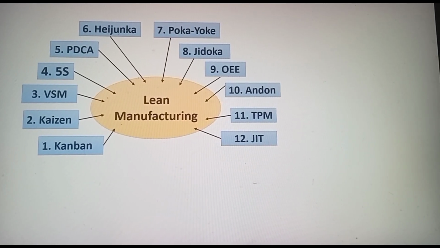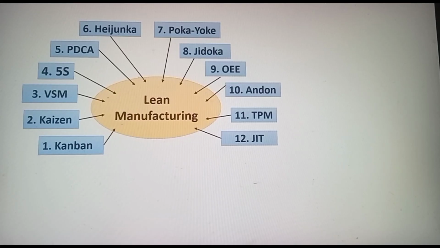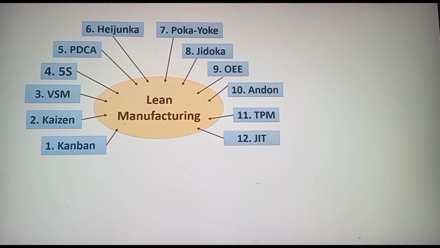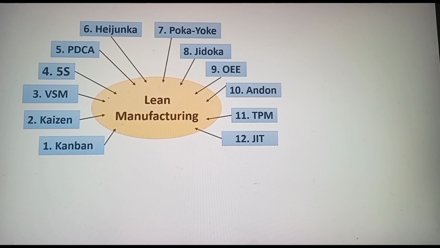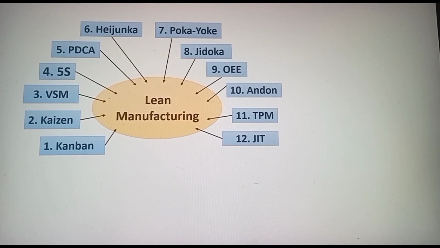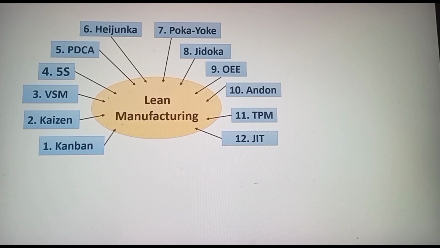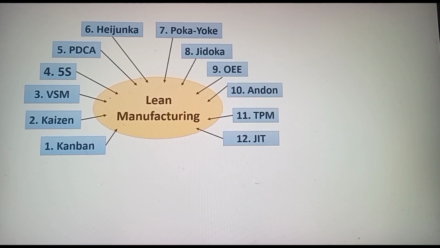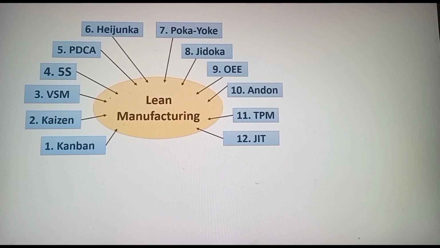The widely used tools which are contributing to lean manufacturing are: first, Kanban; second, Kaizen; third, VSM, value stream mapping; fourth, 5S; fifth, PDCA, plan, do, check, act; sixth, Heijunka; seventh, Poka-yoke; eighth, Jidoka; ninth, overall equipment effectiveness, OEE; 10th, Andon; 11th, TPM, total productive maintenance; and 12th, JIT, just in time. Let us discuss each tool separately.